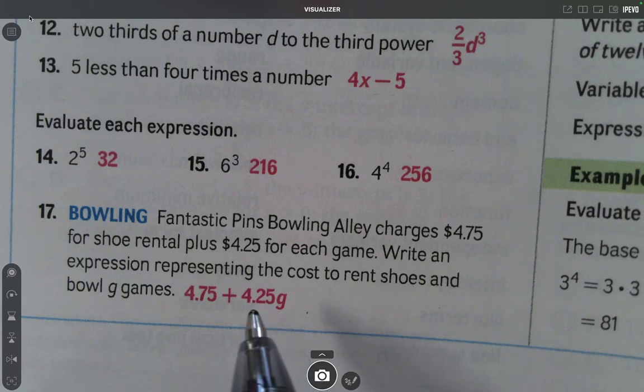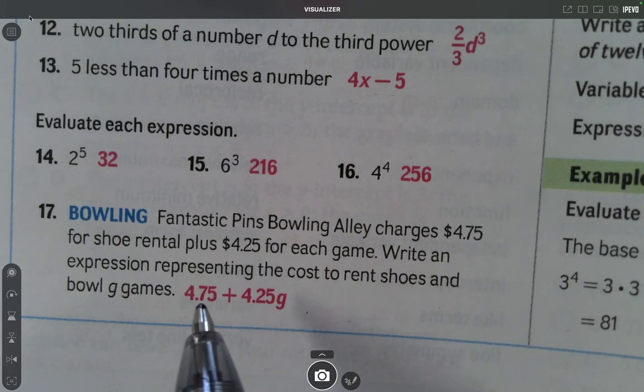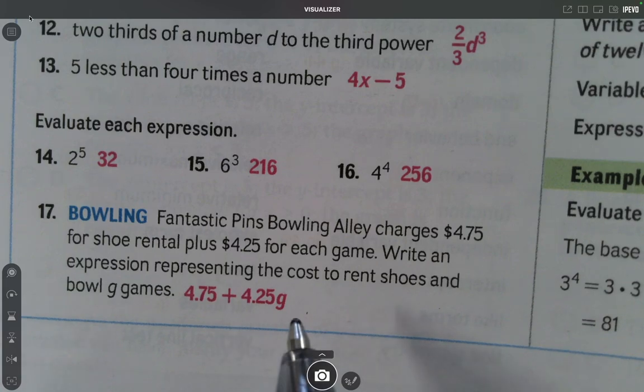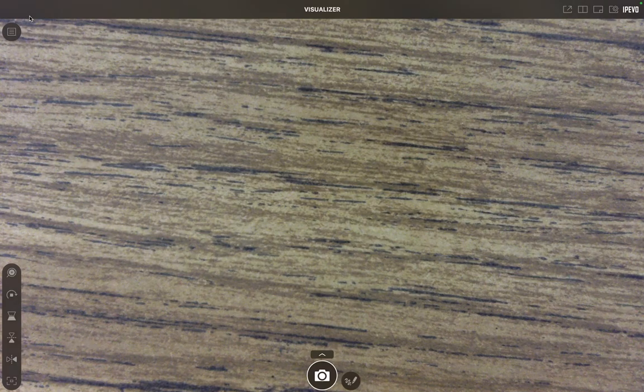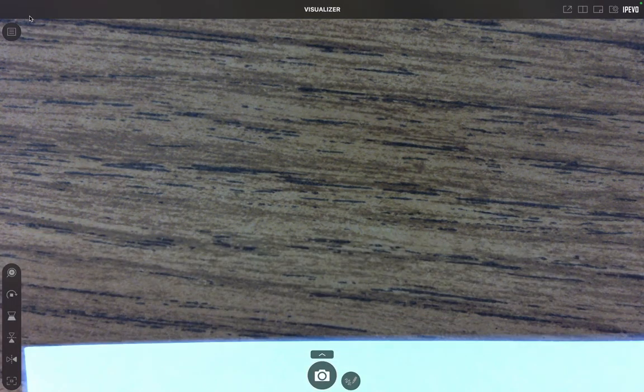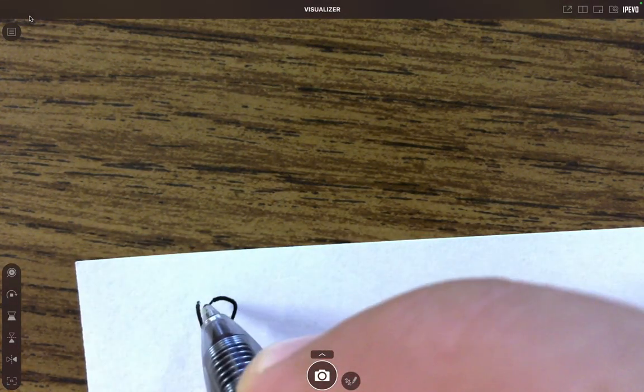So this requires a variable because this is per game we play. So it depends on the number of games we play, how much we charge for that. So the shoe rental fee is flat and constant. It's the same no matter how many games you play. But the $4.25 does depend on how many games you play. So that's why you multiply it by G. Okay, I'll write that answer here, just so I have it on this paper.